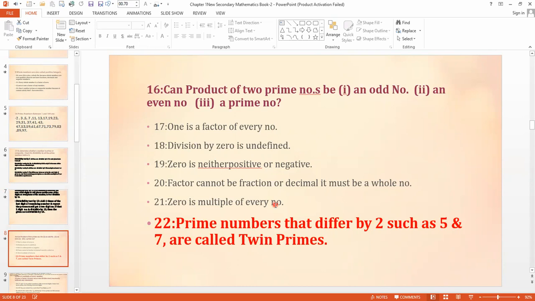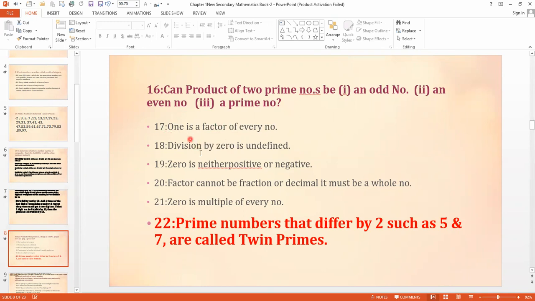So I want to know whether you understand or not. You tell me, can the product of two prime numbers, take any two prime numbers and multiply them, be an odd number? An odd number means a number which is not divisible by 2, or an even number which is divisible by 2, or a prime number which has only 2 factors. Then you have to tell me the answer. This is your assignment and you have to write it in the comments.